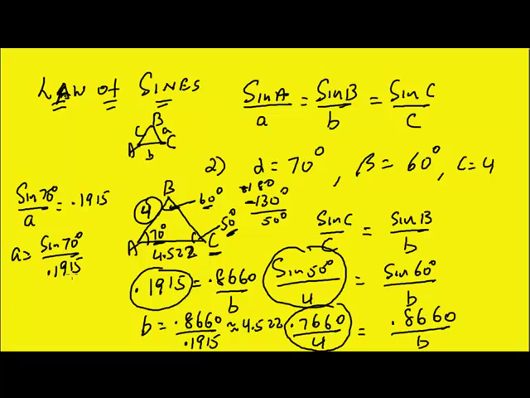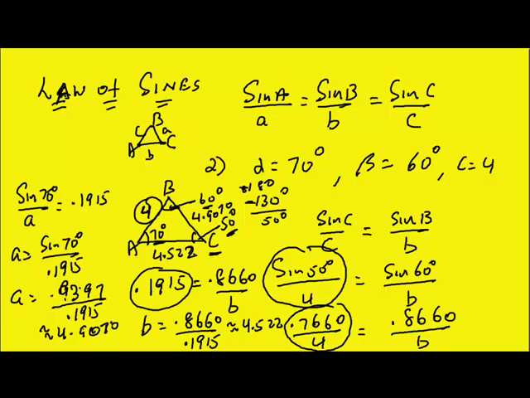Sine 70 degrees turns out to be 0.939. Then we're going to divide that by 0.1915, and that turns out to be approximately 4.9070. That's side A, and we're going to write that down. And now we know all the angles and all the sides of a non-right triangle.